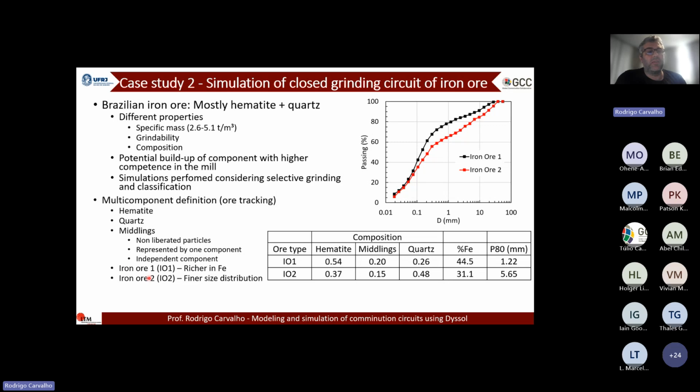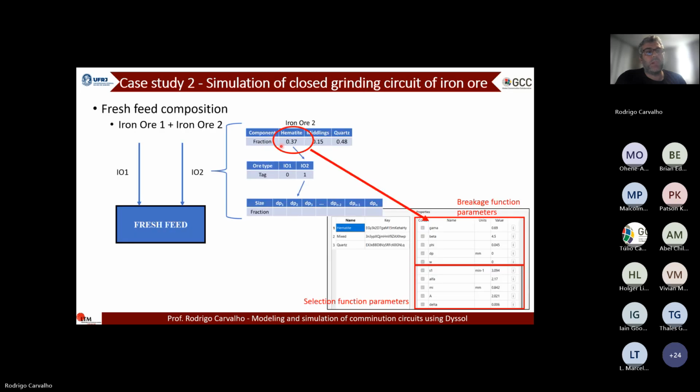So we define two ores. The iron ore 1 here, IO1, which is richer in iron, and iron ore 2, which presents a finer size distribution. So you can see here the size distribution of these two ores. And then how we structured that in the simulator. So you set up a flow sheet receiving these two ore types, with each ore type representing a certain percentage of the feed.